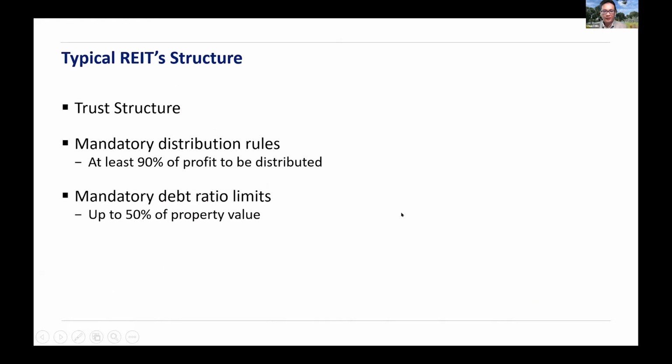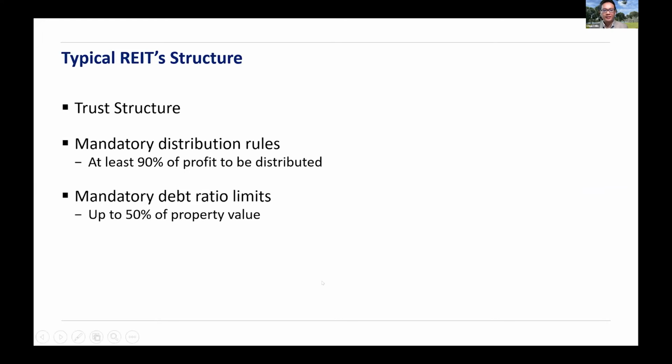Again, just very basic information about REITs. They go by a trust structure. Then there are mandatory distribution rules: at least 90% of the profit has to be distributed. This is the only instrument listed, in fact, on most stock exchanges, whereby based on black and white, they must give dividends. A lot of our blue chips do give dividends, but they can choose not to. But for REITs, they cannot. It's contracted in black and white. At least 90% of the profit has to be distributed.